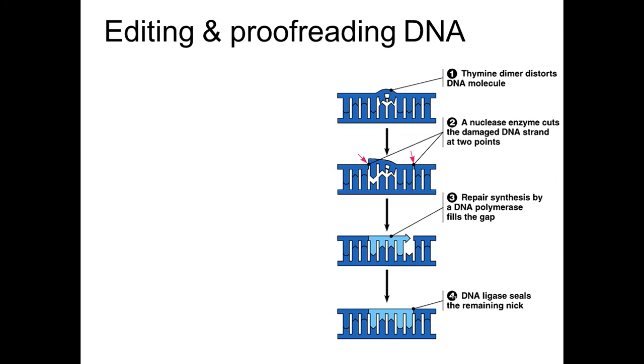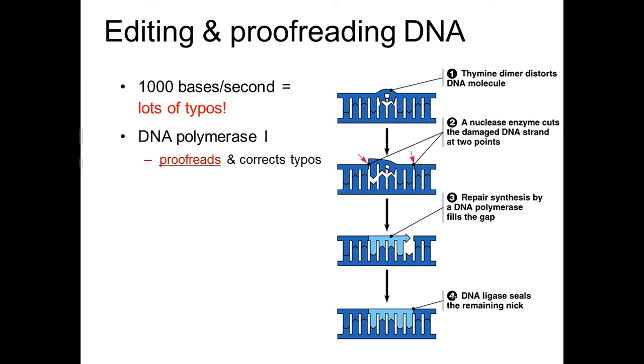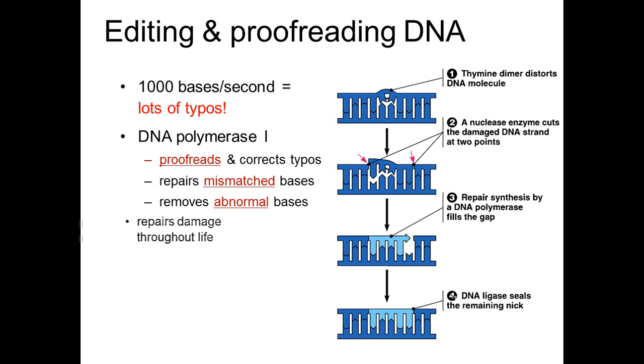So this editing and proofreading process, 1,000 bases per second, like I said, means a lot of typos, a lot of errors. DNA polymerase 1 is what proofreads and corrects those errors. It repairs bases that get mismatched, like for example if an A were to accidentally get bonded with a G instead of a T. It removes abnormal bases, things that for some reason didn't form correctly. And DNA polymerase 1 repairs damage throughout the life of the cell.